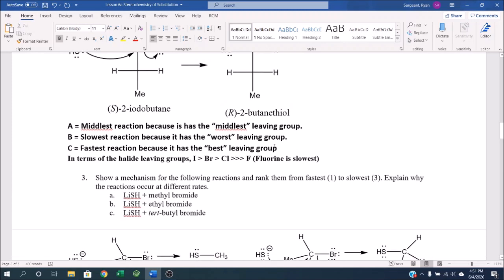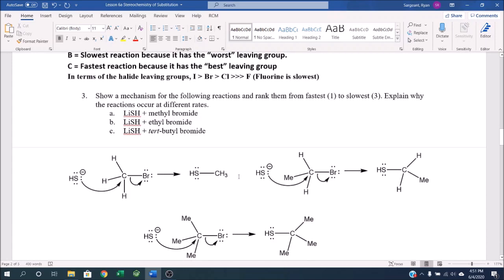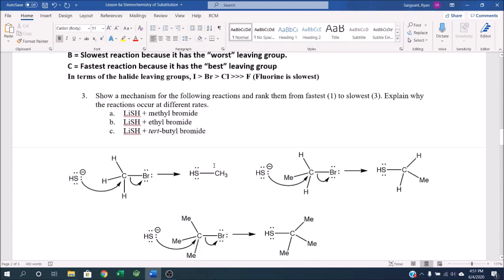All right, next question. Show a mechanism for the following reactions, and again, we're going to rank them from fastest to slowest and explain why the reactions occur at different rates. So there's three general variables that we want to focus on. The first variable that we looked at was the suitability of the leaving group. Well, in this particular example, all three leaving groups are the same. In every case, I'm pushing off a bromide.